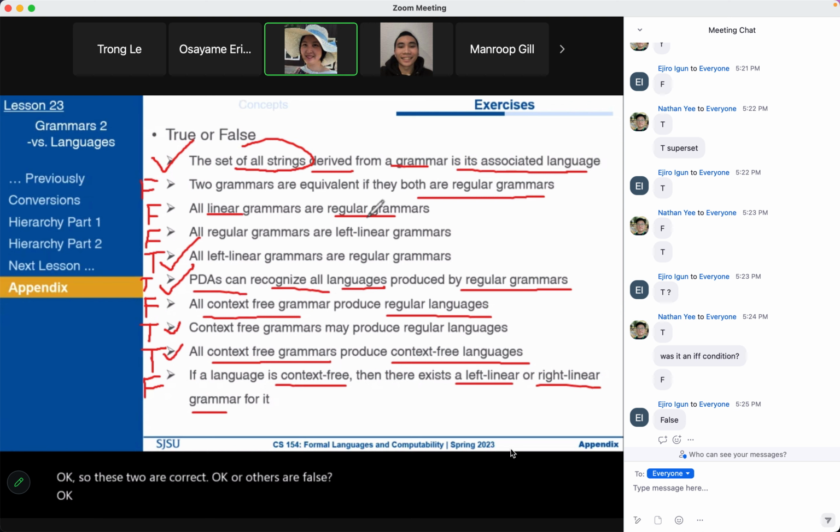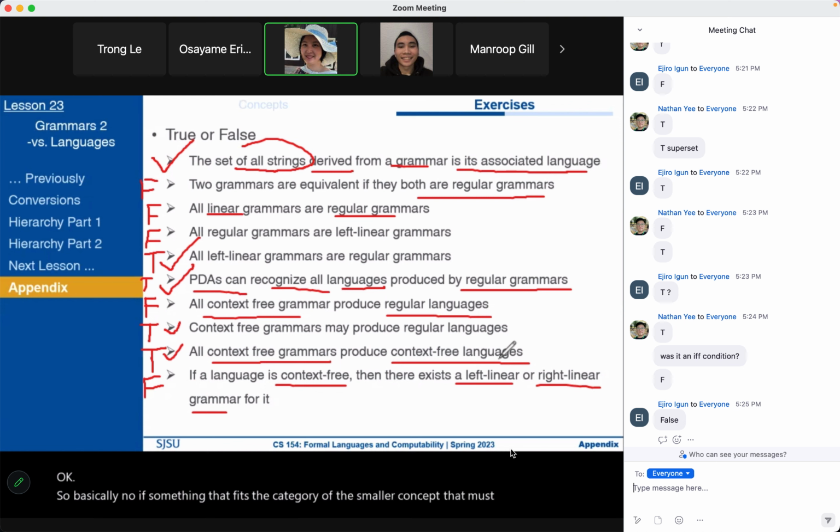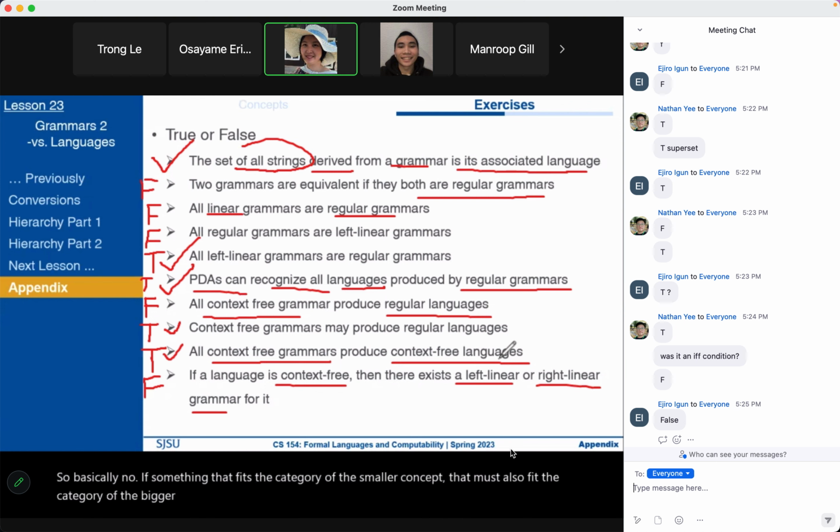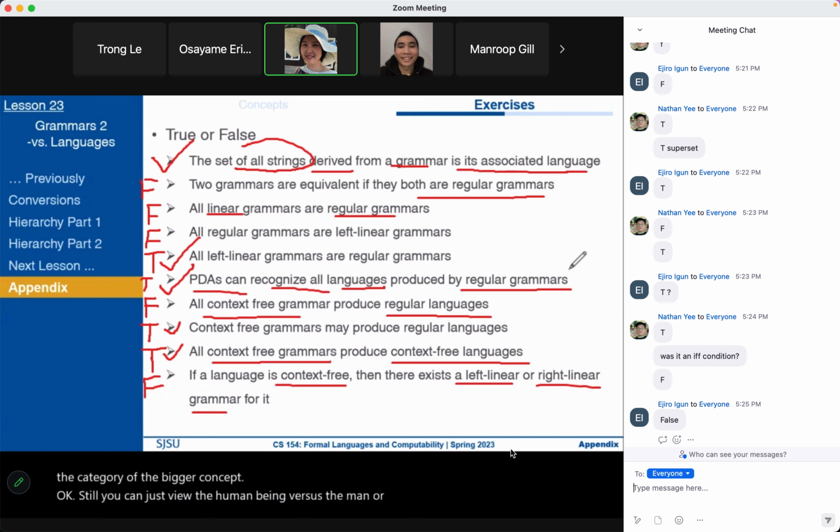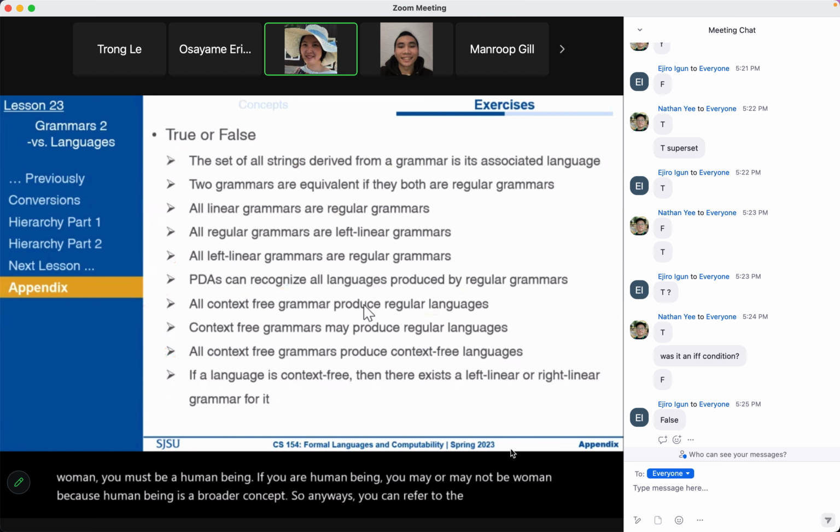Again, for these kinds of questions, just refer to the diagram. Basically, if something fits the category of the smaller concept, then it must also fit the category of the bigger concept. You can think of it like human being versus man or woman. If you are a woman, you must be a human being. If you're a human being, you may or may not be a woman because human being is a broader concept. Anyway, you can refer to the diagram for it.